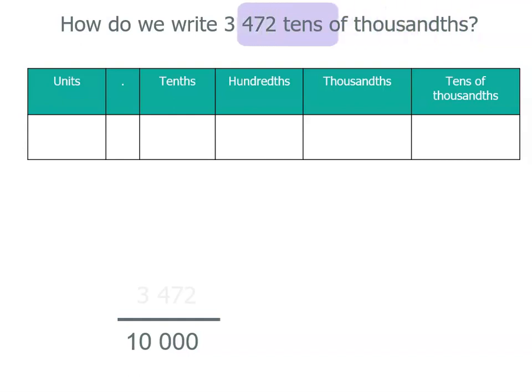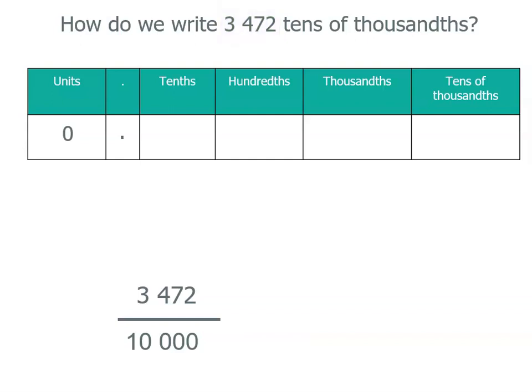Now, we've got 3,472 of those parts, so our fraction is 3,472 10,000ths. Now, because our numerator is smaller than our denominator, our number is less than one whole. So we can go ahead and put a 0 in the units place and then a decimal point. So this is how we know we're to the right of our decimal point, because our numerator is smaller than our denominator.